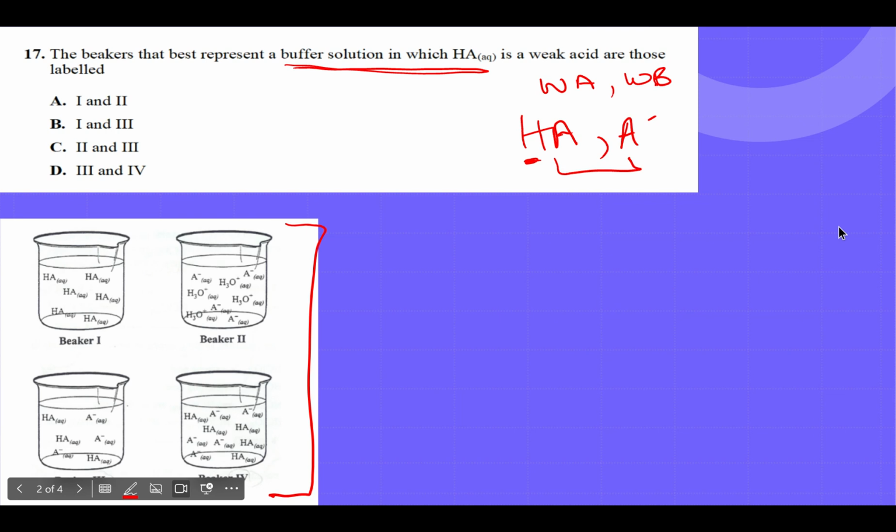Now when we come over to the beakers, beaker 1 only has the weak acid, so that's not a buffer. Beaker 2 has hydronium and the negative ion. That's not going to work because to be a buffer, you need a weak acid, and hydronium implies there's a strong acid. Beaker 3, we have what we need, in equal amounts, the HA, the weak acid, and its conjugate base. The same thing's happening in the last one. So our best answer here is Beaker 3 and 4, so that would be D.